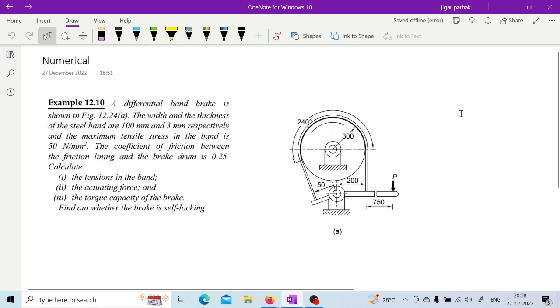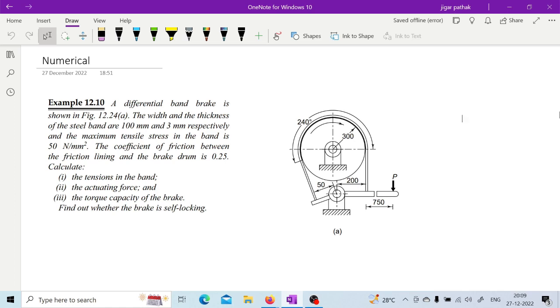Let us go quickly. A differential band brake is shown in this figure. The width and thickness of the steel band are 100 mm and 3 mm respectively, and the maximum tensile stress in the band is 50 newton per mm square. The coefficient of friction between the friction lining and the brake drum is 0.25. Calculate the tension in the band, actuating force, and the torque capacity of the brake, and find out whether the brake is self-locking. You can try this one. Yes, sir, it is simple.